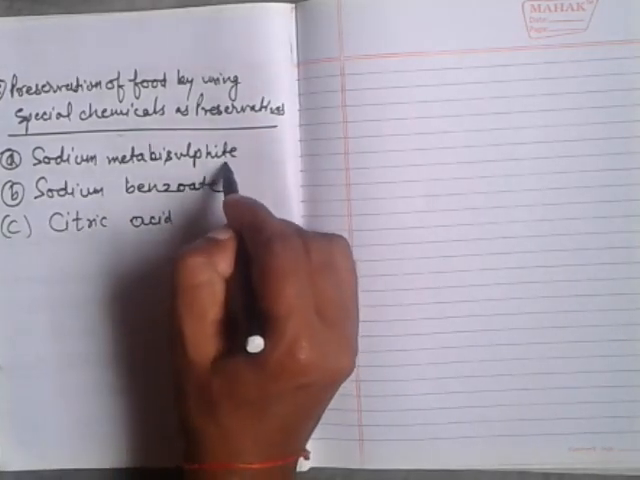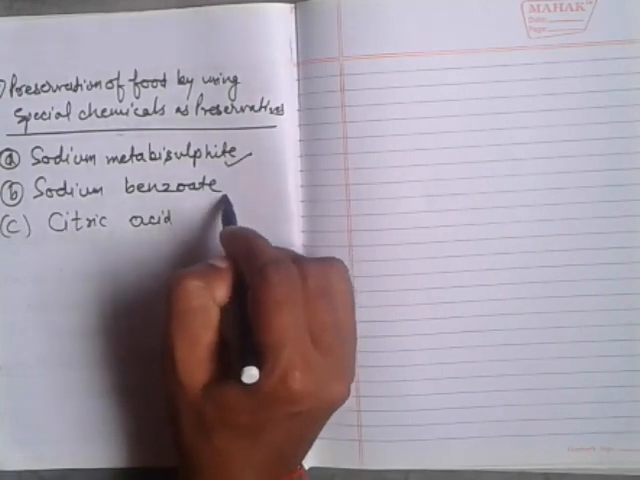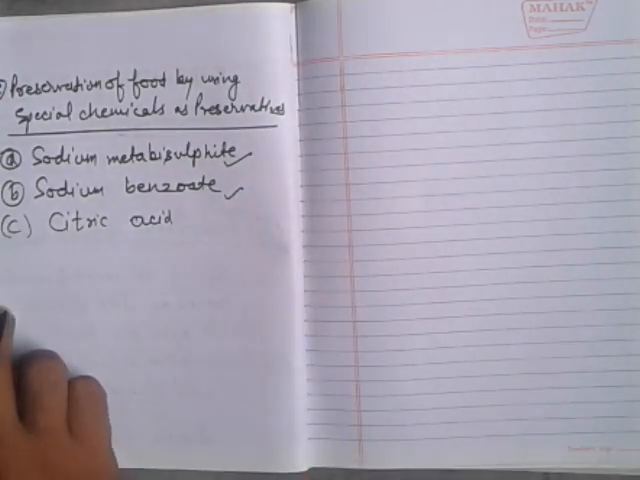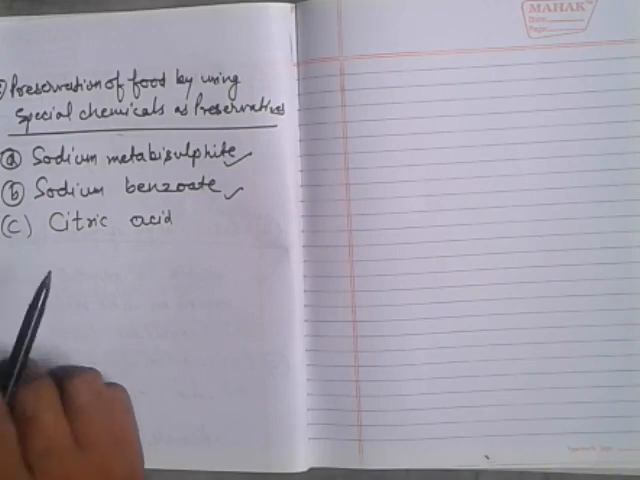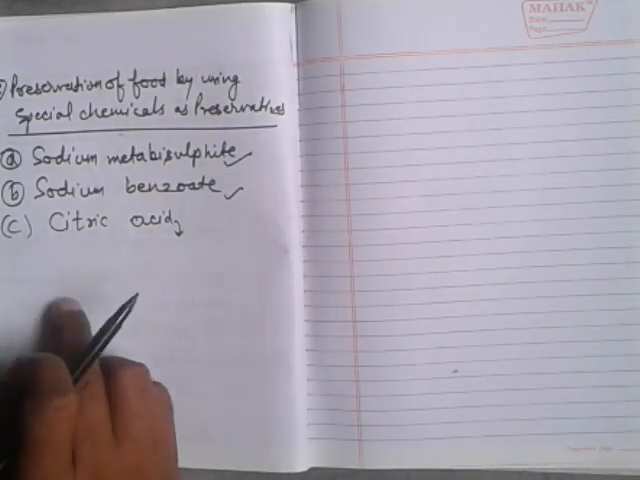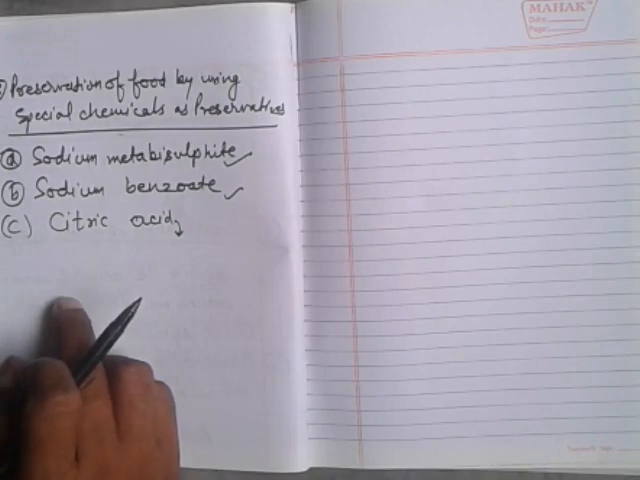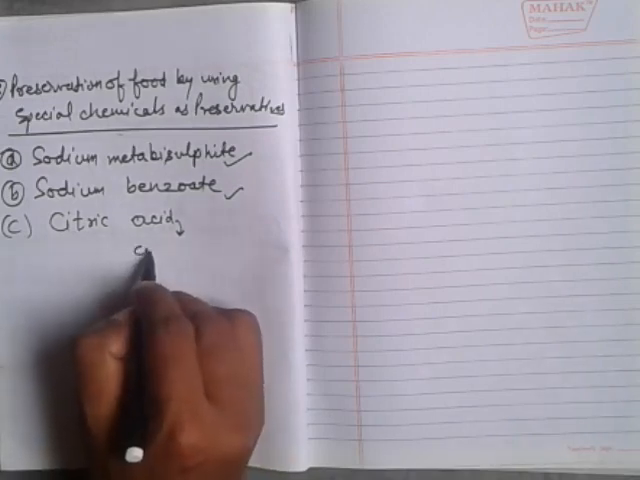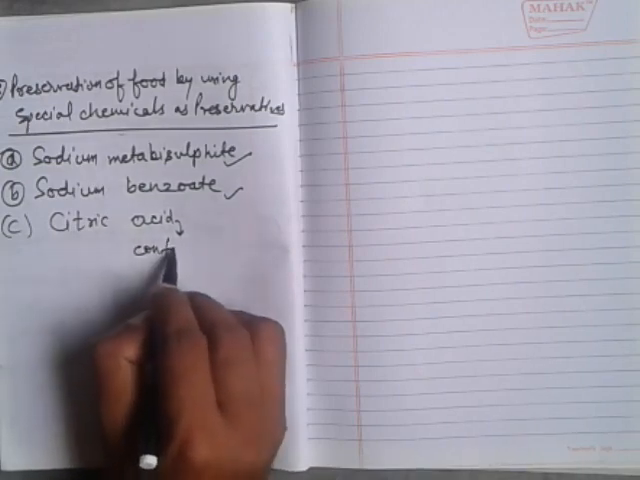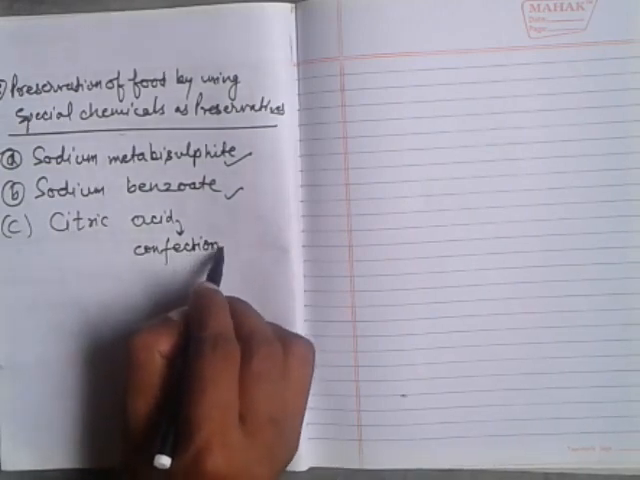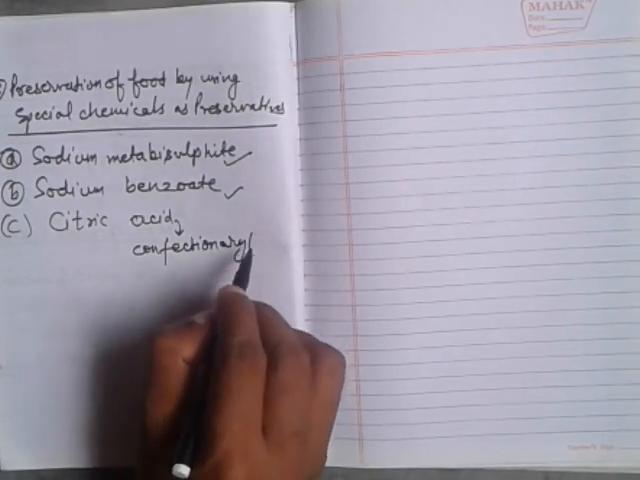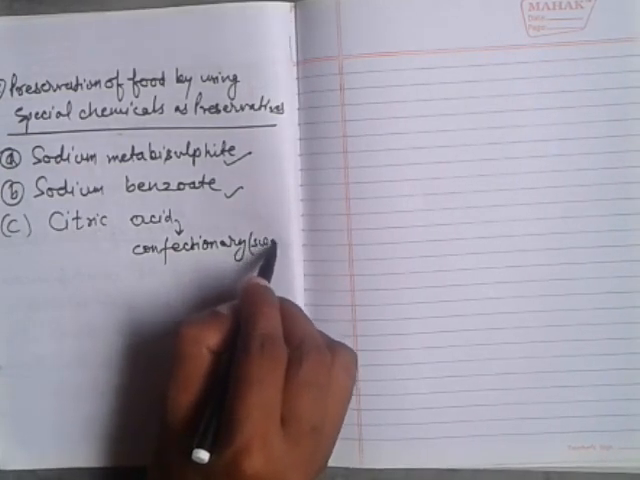These two, sodium metabisulfite and sodium benzoate, are used for preserving the food like jams, jellies, juices and squashes. And this citric acid is used for preserving the confectionery items. Citric acid is used mainly for confectionery items like sweets.